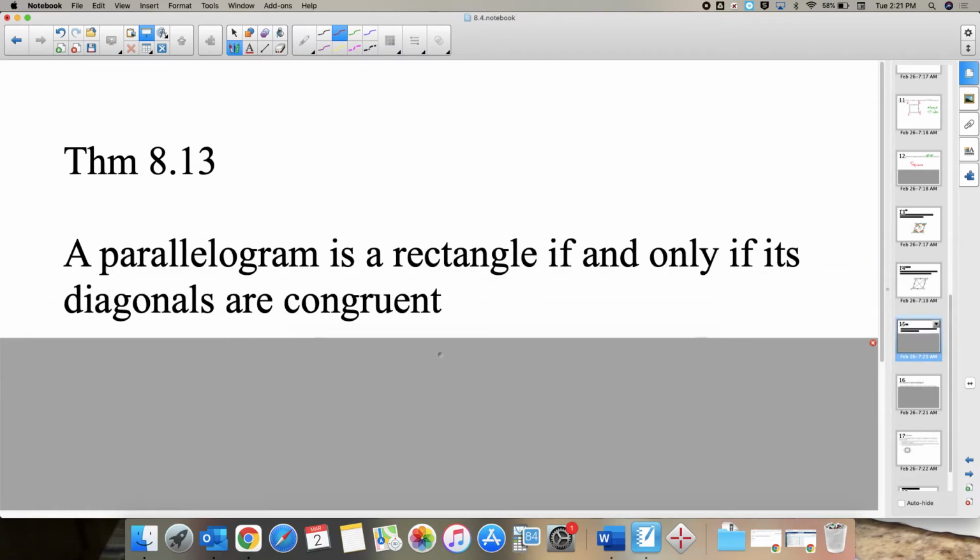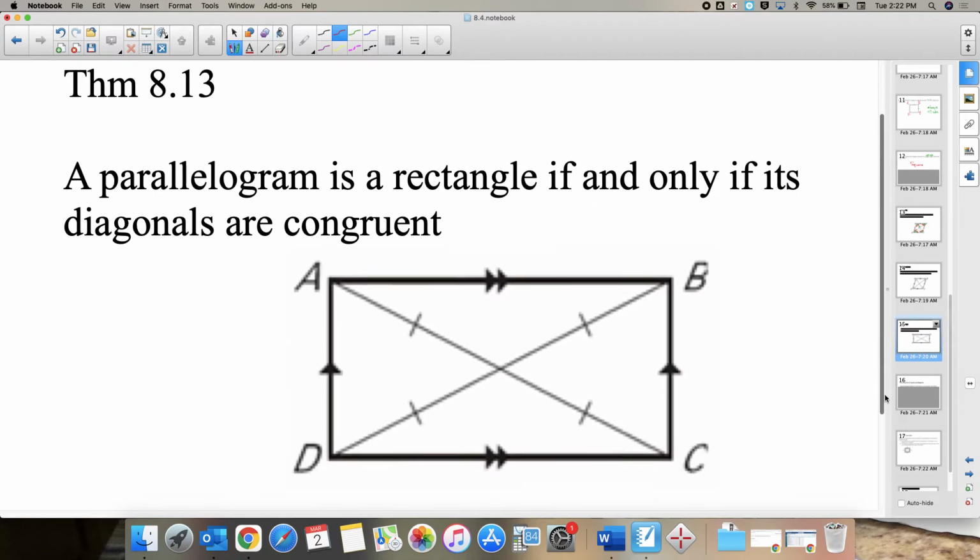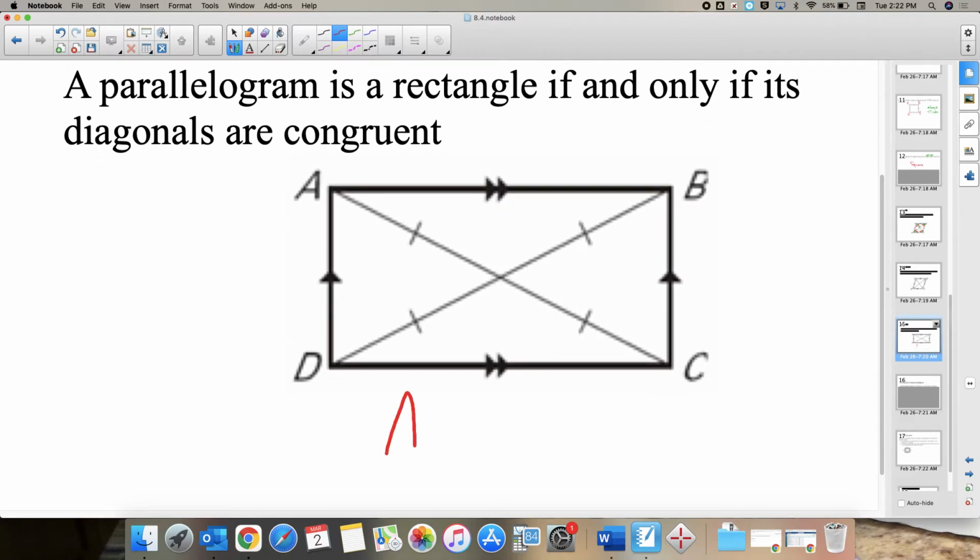Next one says a parallelogram is a rectangle if and only if its diagonals are congruent. So in a rectangle, these diagonals are going to be the same length, meaning that AC will be equal to BD.